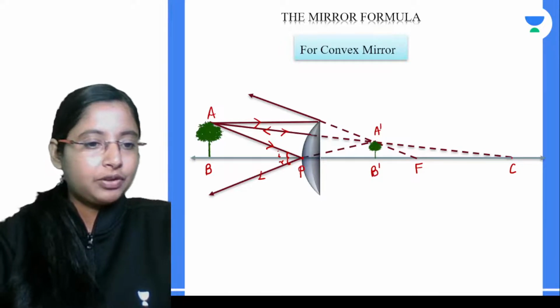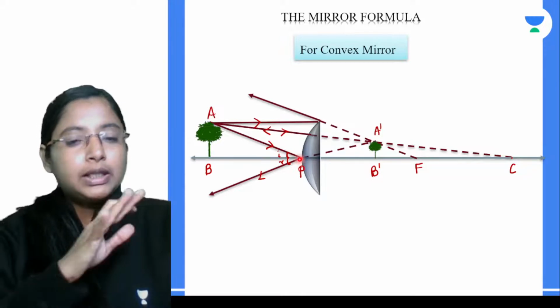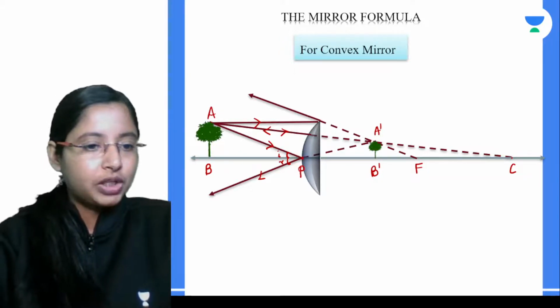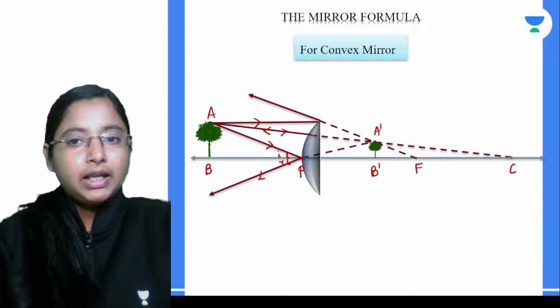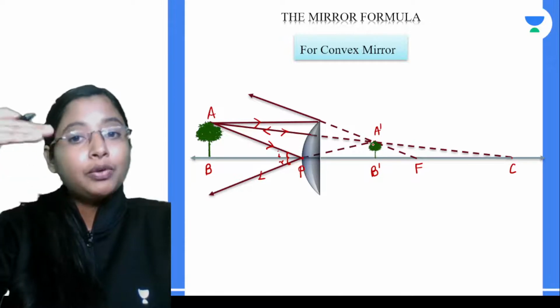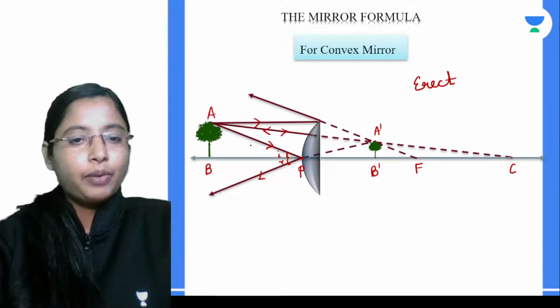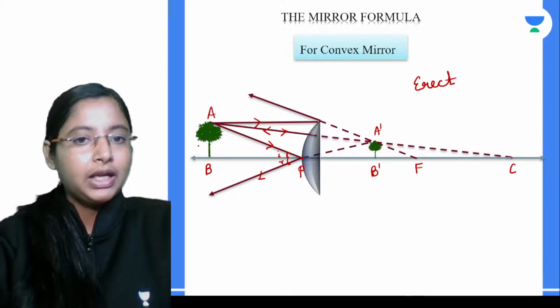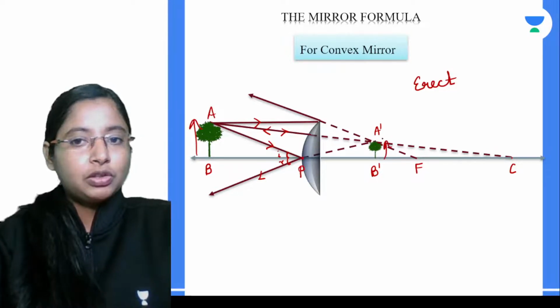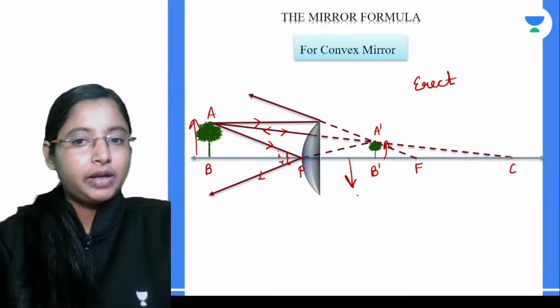So what we see in case of a convex mirror, whether you keep the object at infinity or very close to the pole, doesn't matter where you're keeping this object, the image is always found behind the mirror. And the image formed is above the principal axis, so this is erect. Why? It is not inverted. The image is formed above the principal axis, and the object is also looking the same. If the image were formed below the principal axis, it might be inverted, but that's not the case over here.